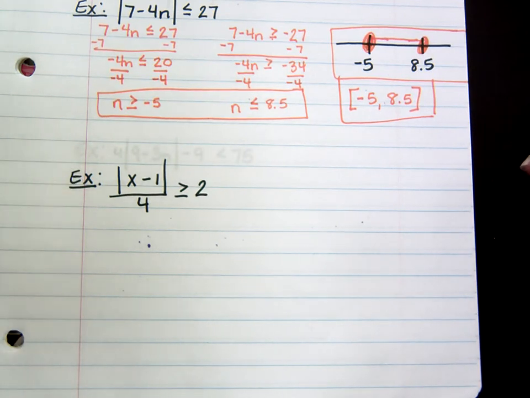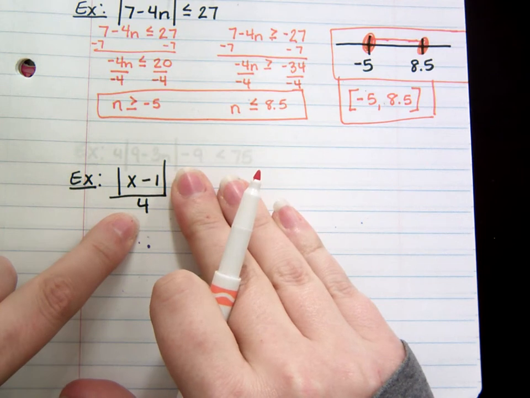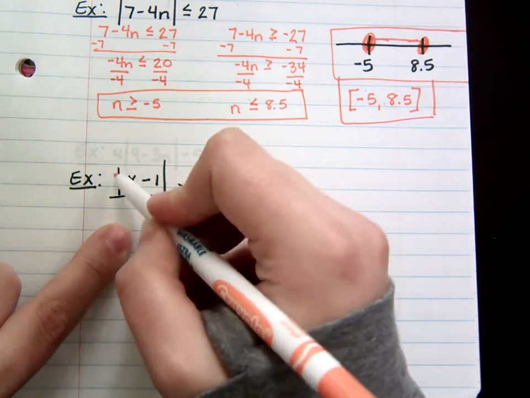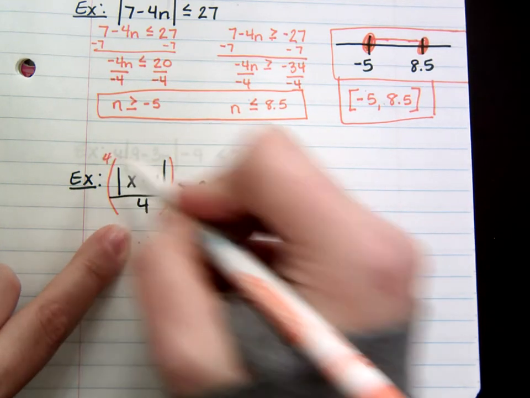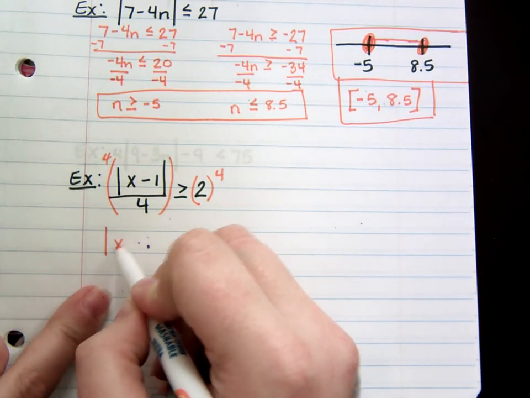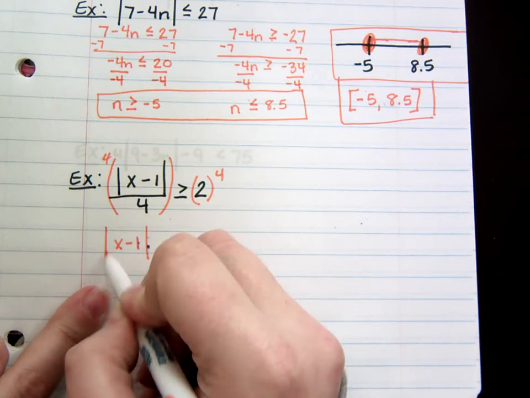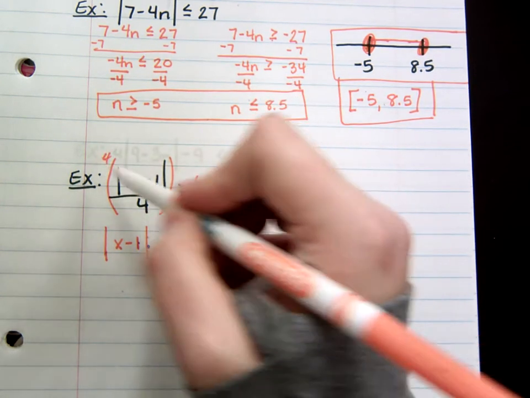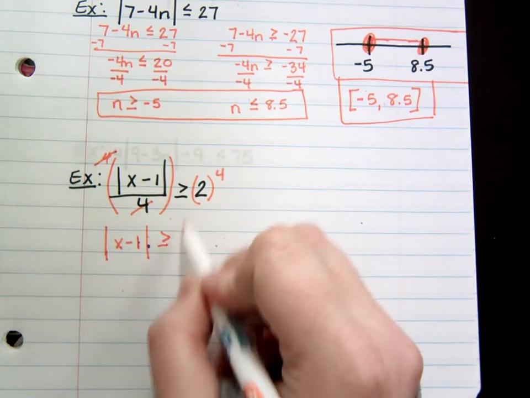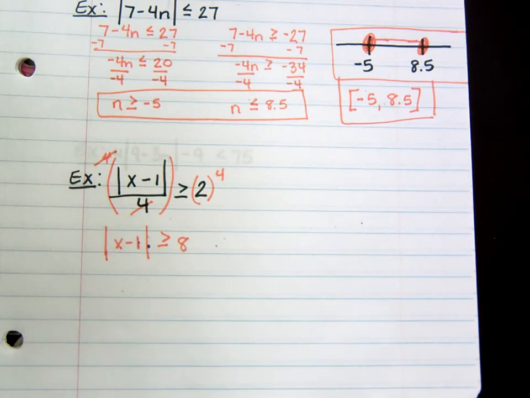In my next example, my absolute value is not isolated in this inequality. If I look at this side, I have this 4 on the bottom. I don't want that. So it's divided by 4. To undo the division, I will multiply both sides by 4. This gives me the absolute value of x minus 1. Remember, multiplying by 4 here does nothing except cancel this denominator out. On the other side, I have 8. And remember, we multiplied by a positive, so we did not have to flip the sign.